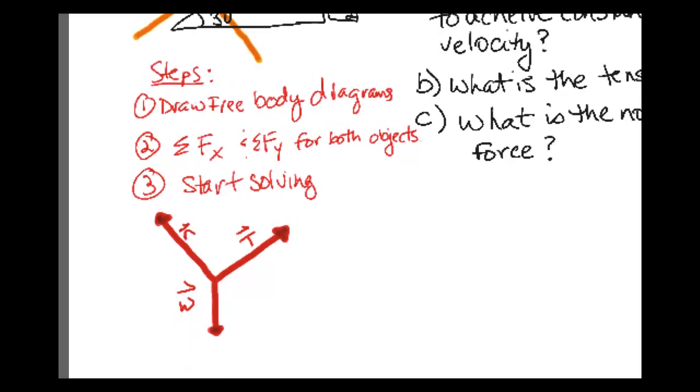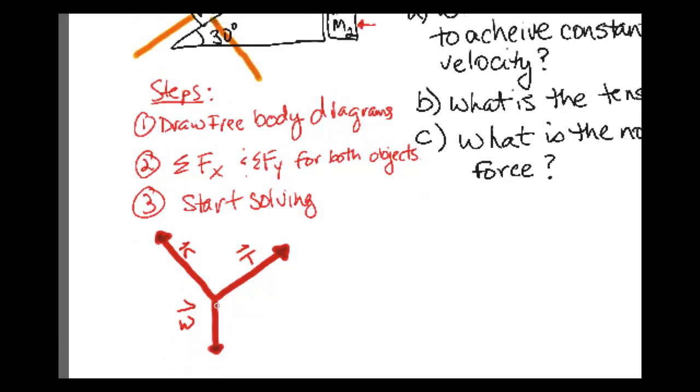Now, if you remember, I told you whenever you have an angle of inclination, it's always the same as the angle between the weight vector and the negative y-axis. So there's your M1 free body diagram. Now let's look at M2.